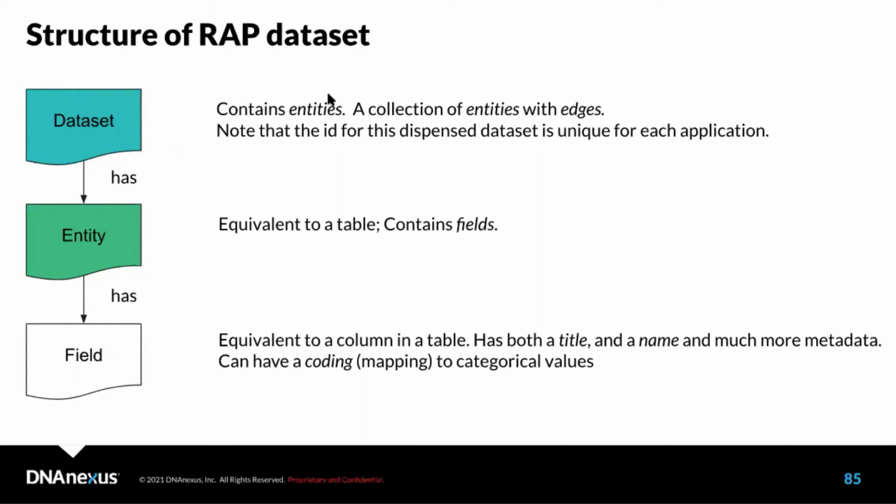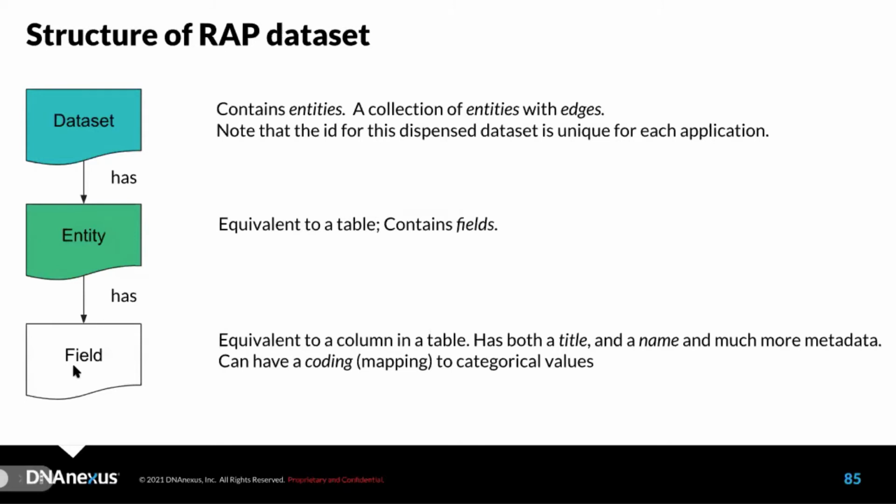Within that dataset, it contains entities. You can think of entities as the equivalent of a table, except the data can be distributed among all of the different worker nodes. The main one we're going to be using is the participant entity, which contains the majority of the pheno data. There are some other associated entities as well. The table contains the equivalent of columns, which in our parlance are called fields.